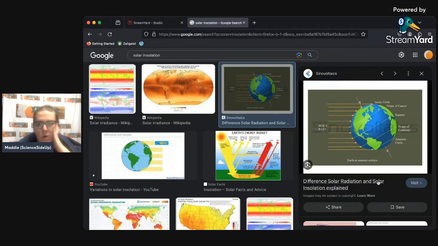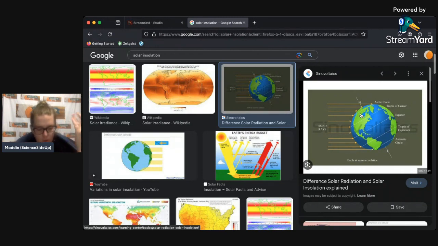Okay, so here's a nice little diagram, right? Again, is the distance from the sun at the equator versus the pole noticeable? No, that's negligible, right? But look at the obliquity of that angle. It's not coming straight down. It's going across like this, right? And so less of that total energy is deposited.